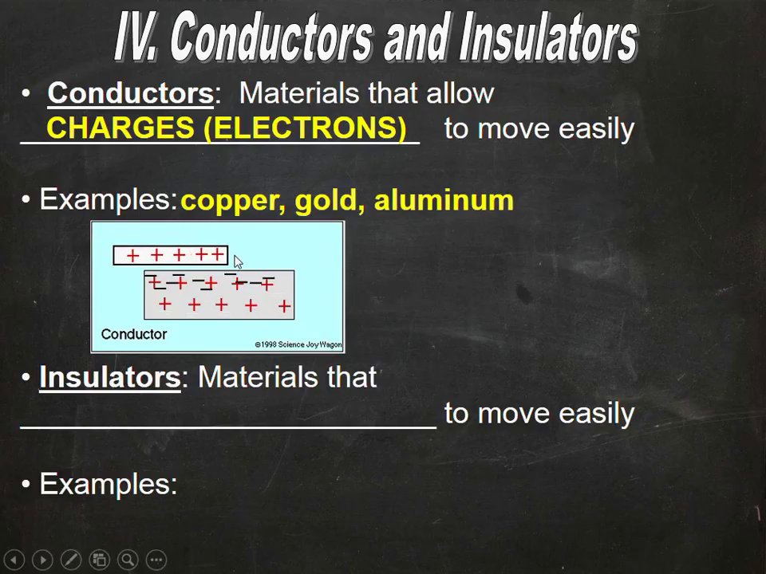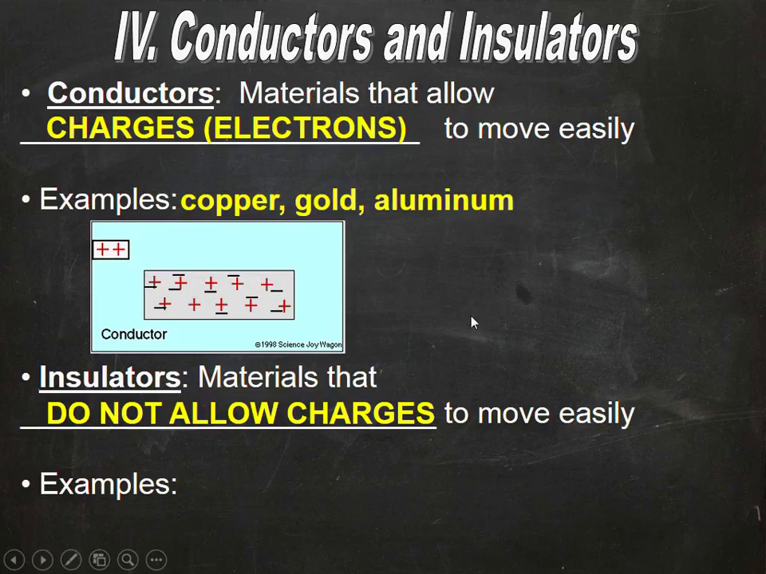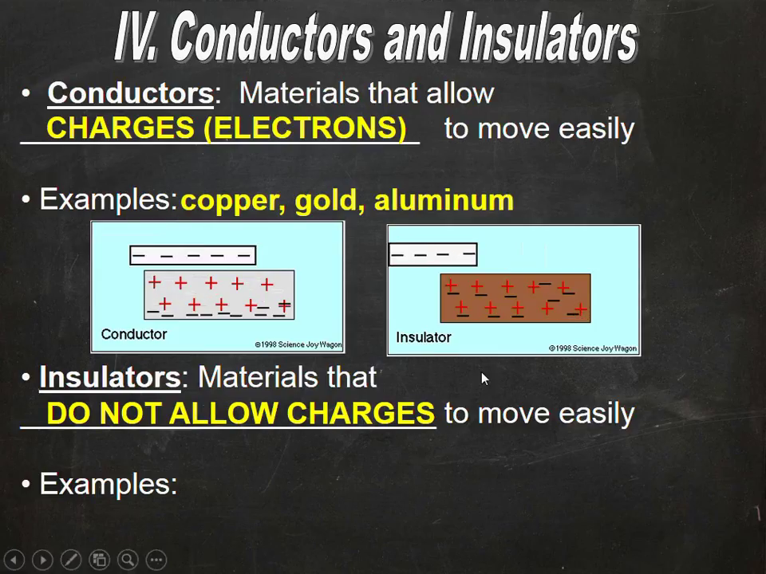That's why they're good conductors of electricity. Insulators, on the other hand, are materials that do not allow charges to move easily in them. So if we look at this animation here of an insulator, it's neutral.